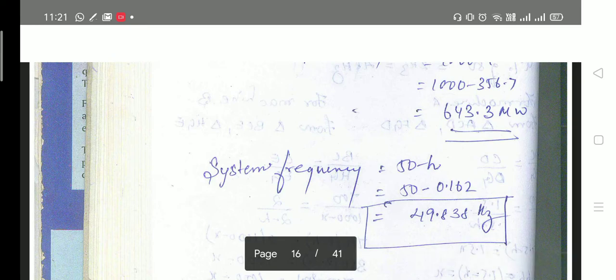So actual frequency is 50. You will get the H value, you can subtract with the H value, then we will get the system frequency. So 50 minus 0.162, that is 49.838 hertz. This is the system frequency.